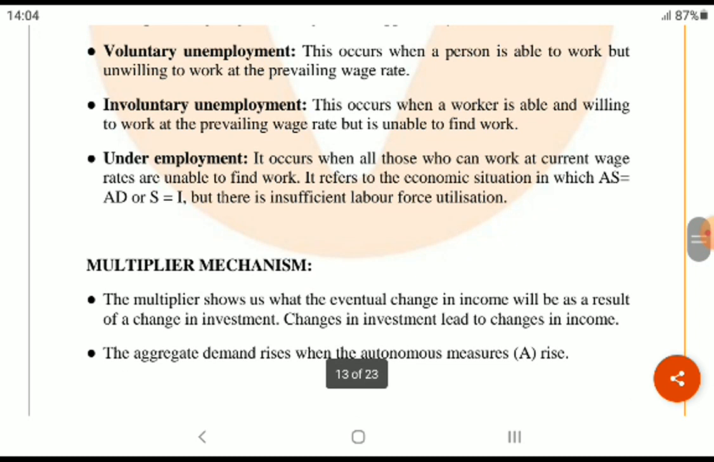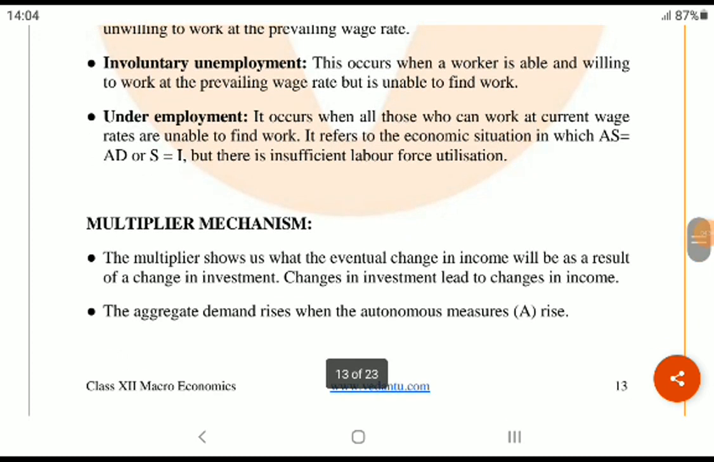Underemployment occurs when all those who can work at the current wage rate are unable to find work. It refers to an economic situation in which AS is equal to AD or S is equal to I, but there is insufficient labor force utilization.